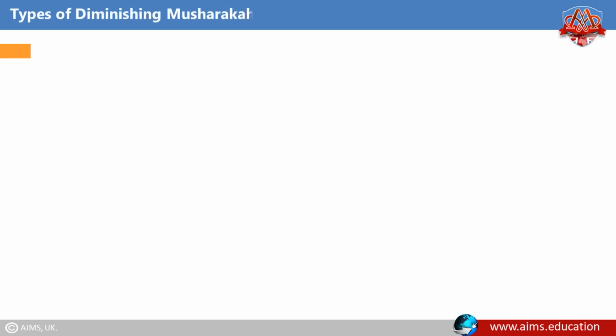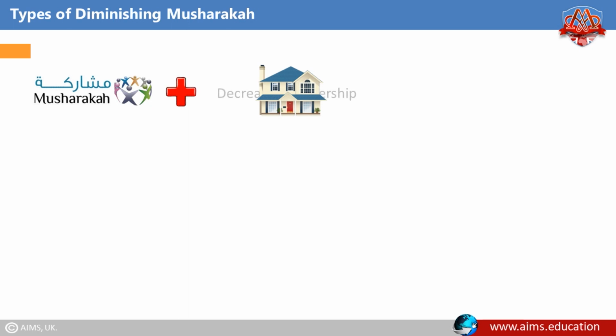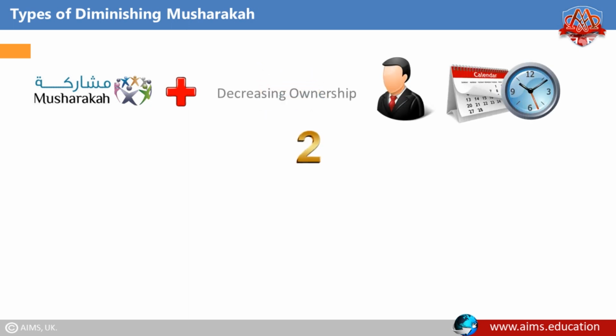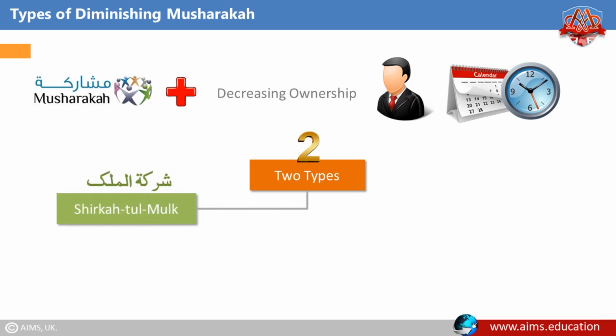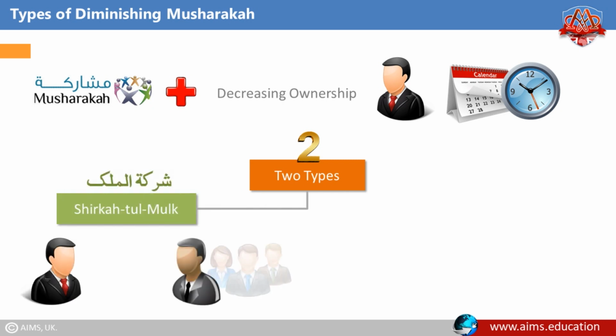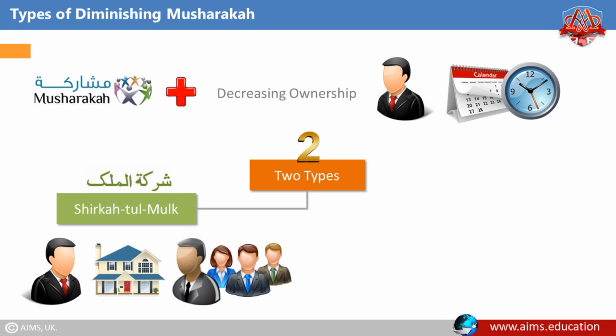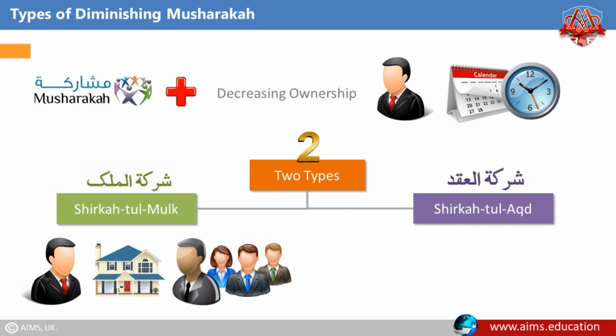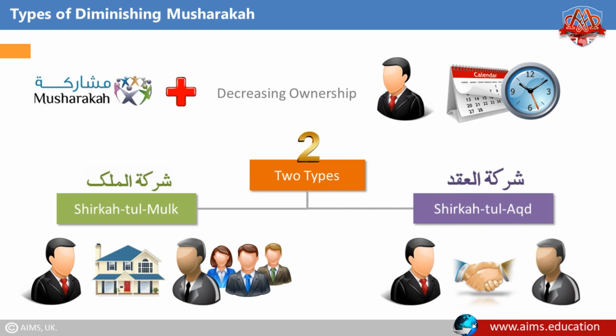Types of diminishing musharakah. It is similar to musharakah with an additional feature of decreasing ownership of one party over time. It also has two types: Shirkatul Mulk, joint ownership of two or more persons in a particular property, and Shirkatul Akad, partnership effected by a mutual contract.